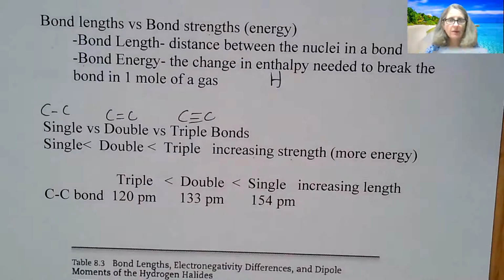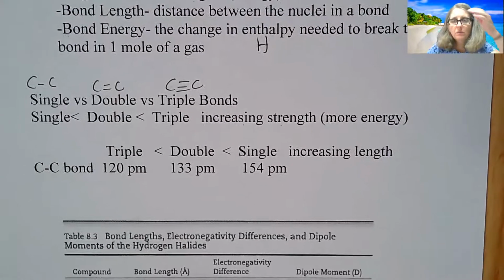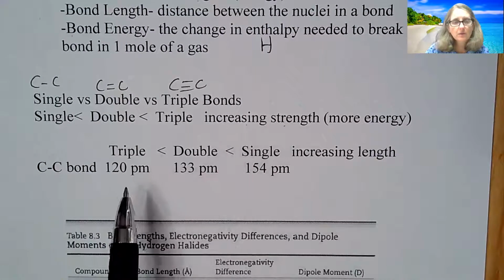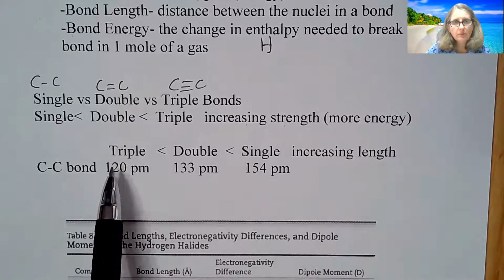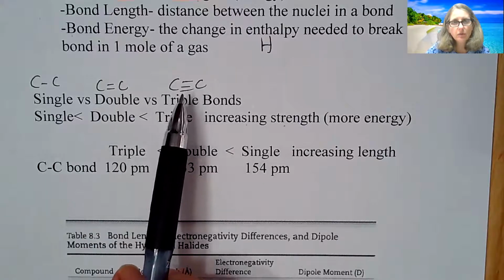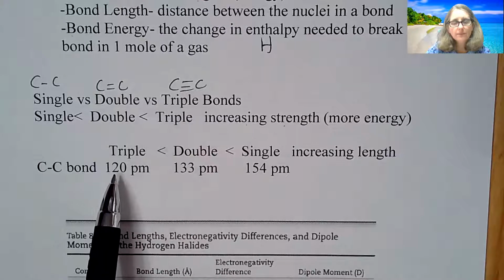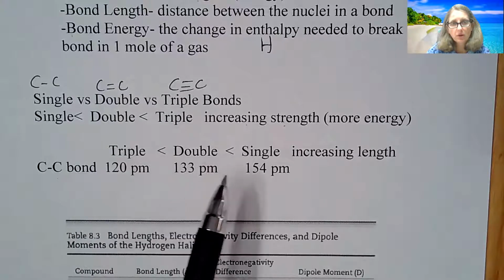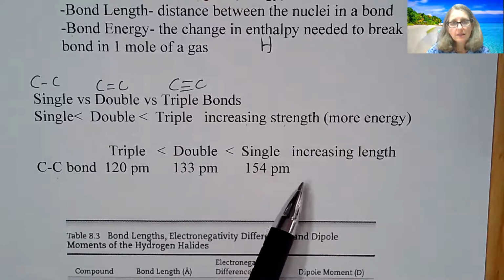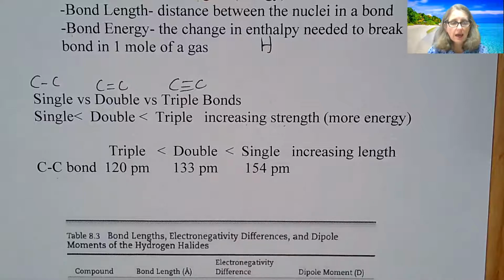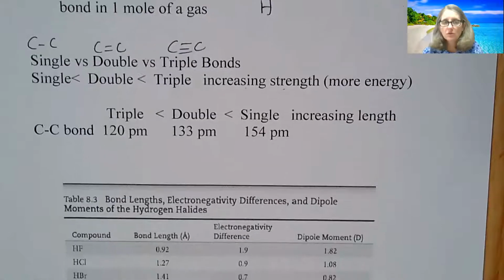So if we have that table, you will see that when you have multiple bonds, you have more and more energy stored in there. Then when we talk about length, it then goes the opposite way, meaning a triple bond, because there's such a strong force, those nuclei are much closer together. So if I look at the carbon-to-carbon bond in a triple bond, a double, or a single bond, I see that the length increases as I have less and less of those bonds.